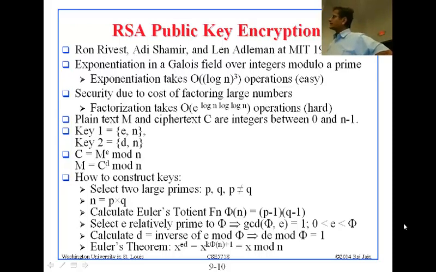So E times D would be some multiple of phi plus 1. Okay? And so x raised to ED will come out to be equal to x mod n. And so basically, as you can see, you will be able to get these things. So basically, if you take C, which is m raised to E, and raise it to D, you will get m equal to m raised to ED mod n. You will get m back.